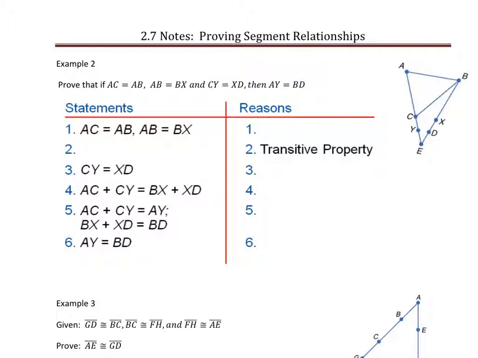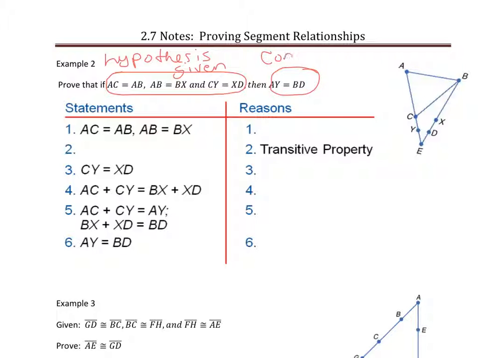Example number 2. Prove that if AC equals AB and AB equals BX and CY equals XD, then AY equals BD. There's a lot of information there. Remember, the whole if part of this is the hypothesis, which is the given. And the piece after the then statement is the conclusion, which is what you're trying to prove.